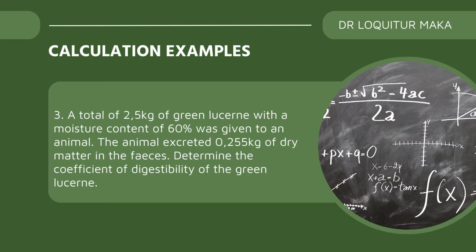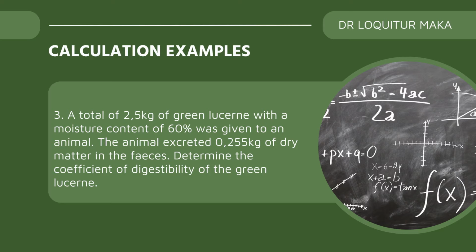So let's work out the last example of the digestibility coefficient. Now, here's the question. A total of 2.5 kgs of green lucine with the moisture content of 60% was given to an animal. The animal excreted 0.255 kgs of dry matter in feces. You see the difference here? You are given the moisture content in percentages again. So it's still the same thing, right?